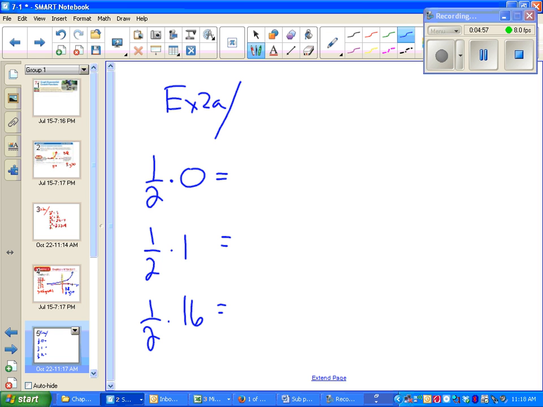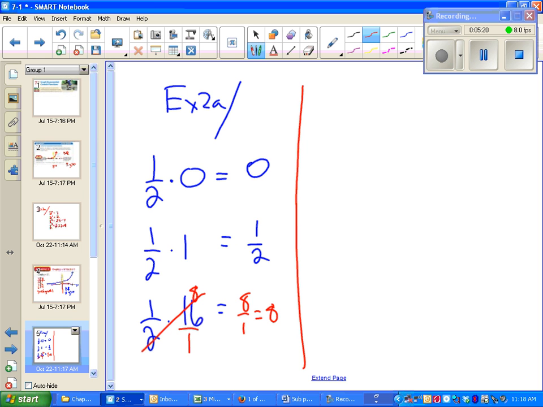Hopefully you realize anything times 0 is going to be 0. Anything times 1 is going to be itself. And for the 1/2 times 16, you should be putting the 16 over 1, cross-canceling. You get 8 over 1, or just 8. That's a skill you're going to need for example 2. There's another skill you'll need for example 2. Let's try to evaluate the following.